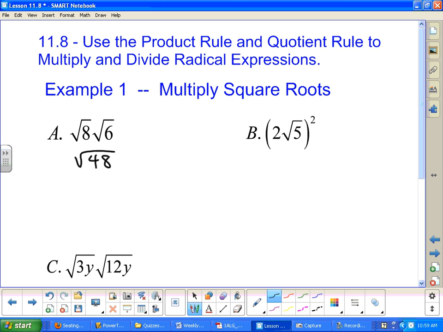So what's the largest square that goes into 48? 16. So we have the square root of 16 times 3. And the square root of 16 is 4. So we have 4 times the square root of 3.